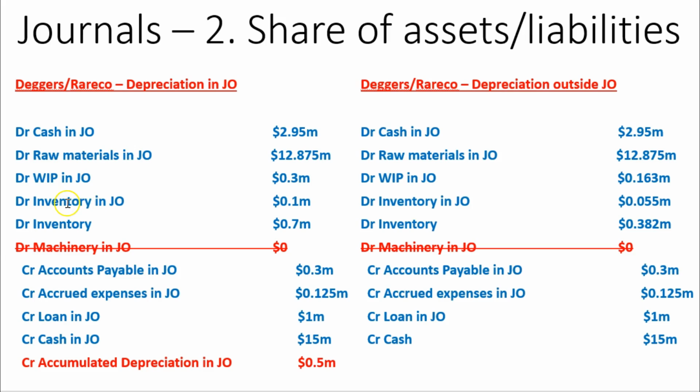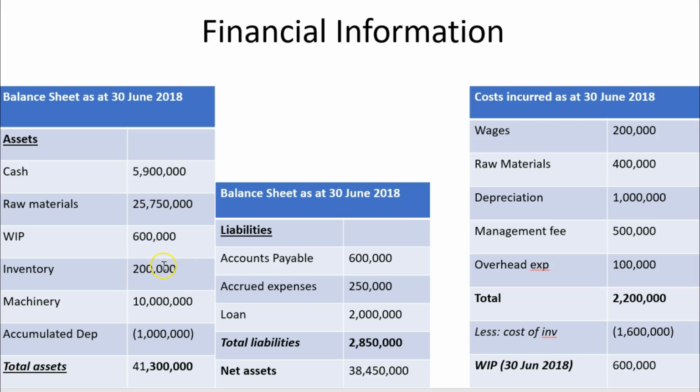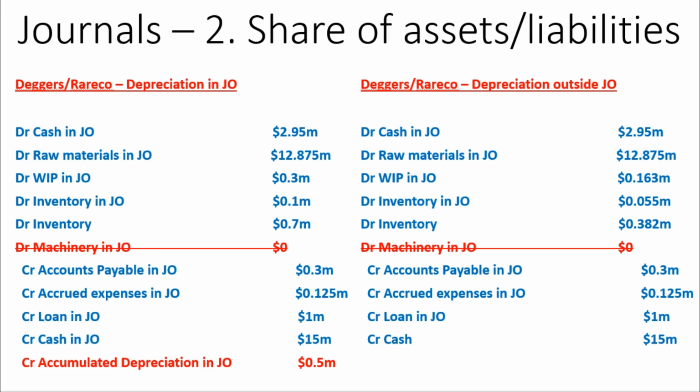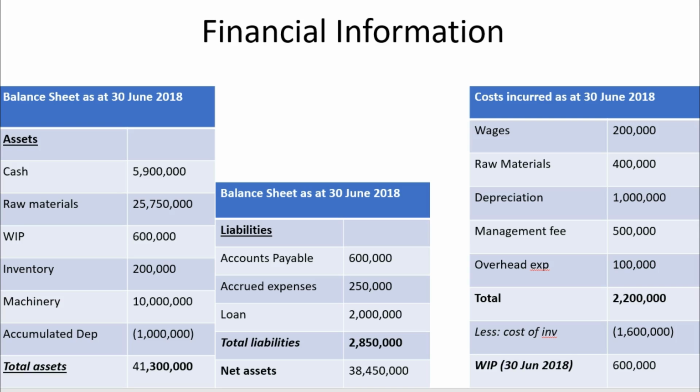So we've recognized our inventory, which is currently sitting in the joint operation. So that's the $100,000, okay, which was this figure divided by 2. But you can see here, I've also recognized $700,000 worth of inventory asset, which is not in the joint operation. So the way I came up with this figure, if I look at my cost incurred statement, I can see that the cost of inventory was $1.6 million during the year. So that means that $1.6 million worth of inventory was produced.